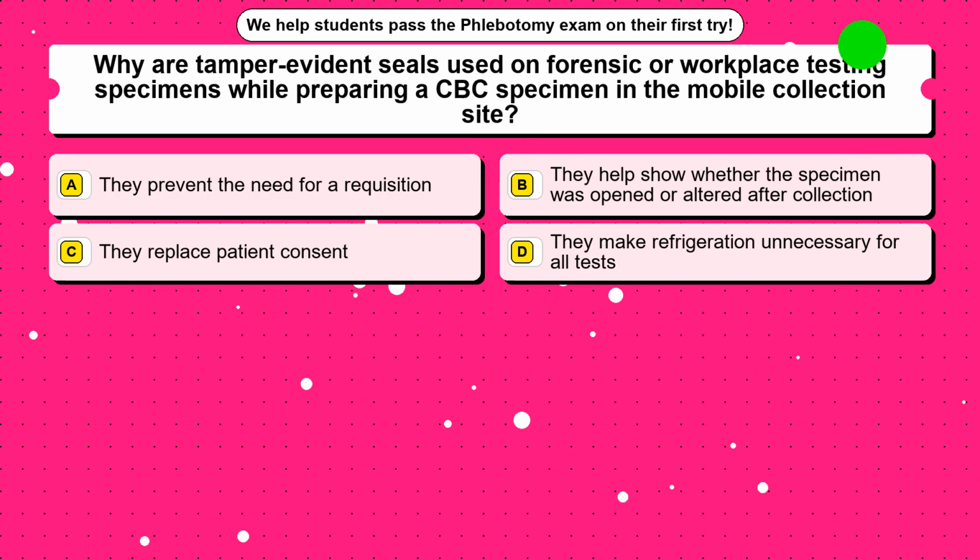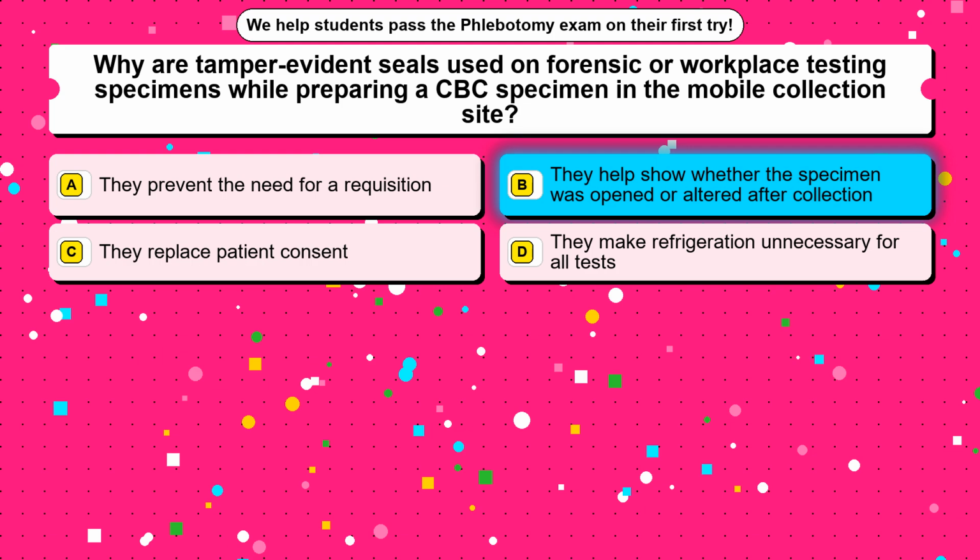Question 66. Why are tamper-evident seals used on forensic or workplace testing specimens while preparing a CBC specimen in the mobile collection site? Option A. They prevent the need for a requisition. Option B. They help show whether the specimen was opened or altered after collection. Option C. They replace patient consent. Option D. They make refrigeration unnecessary for all tests.